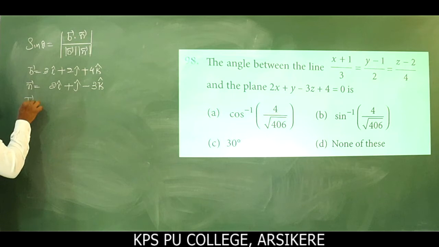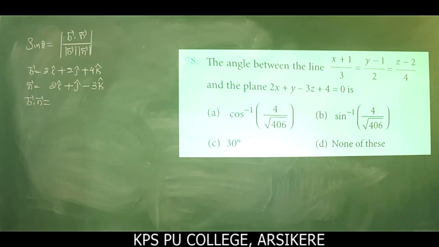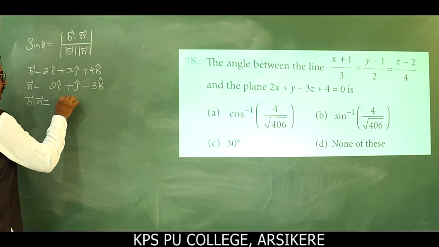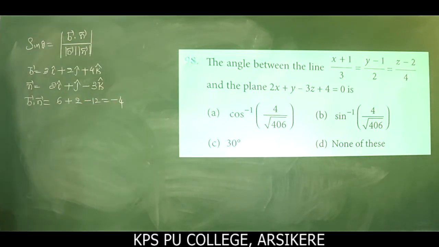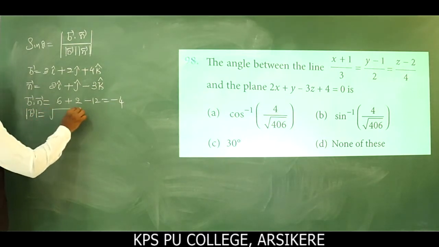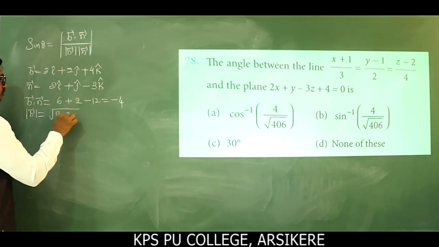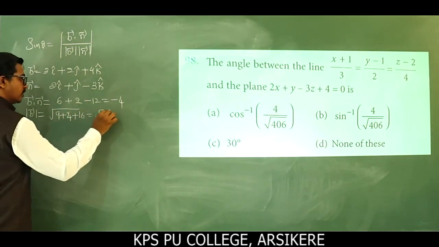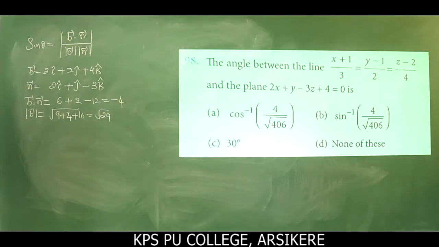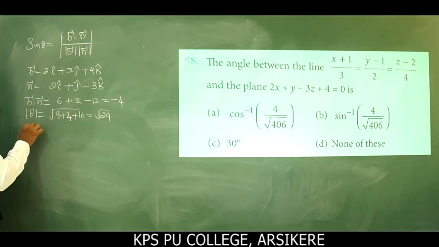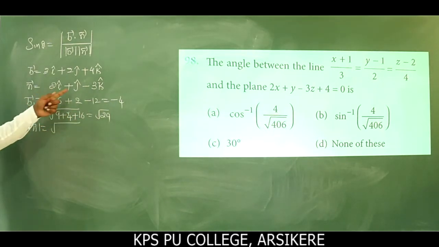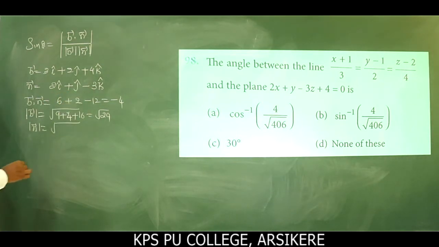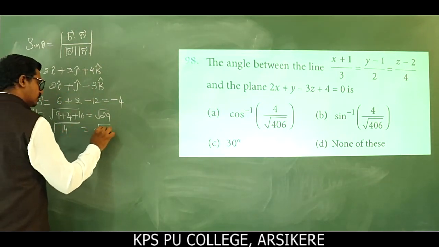So first, vector b dot vector n is equal to 2 into 3 is 6, plus 2 into 1 is 2, minus 4, that becomes minus 4. The magnitude of vector b is equal to square root of 9 plus 4 plus 16, that becomes square root of 29. And the magnitude of vector n is equal to square root of 2 square plus 1 square plus minus 3 whole square. This becomes 14, square root of 14.